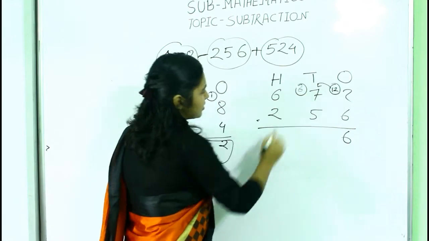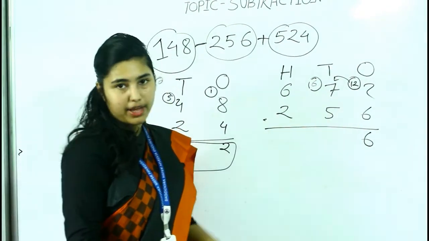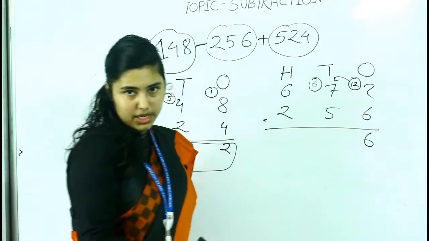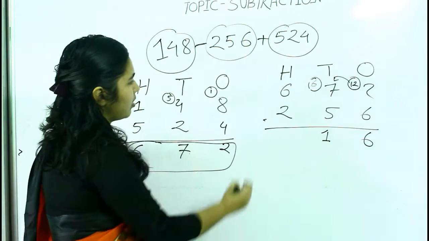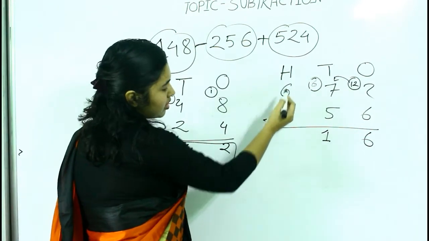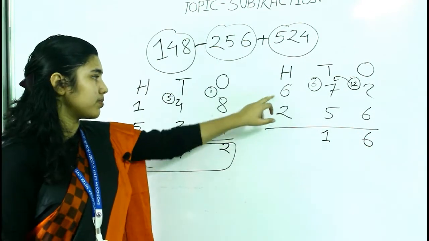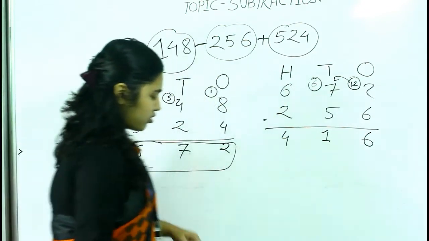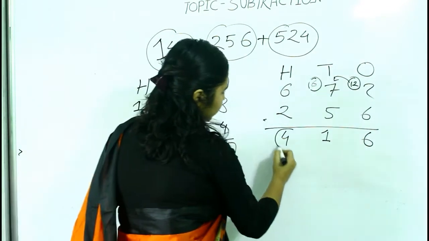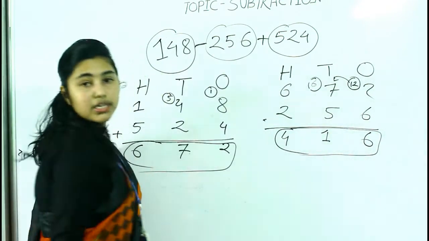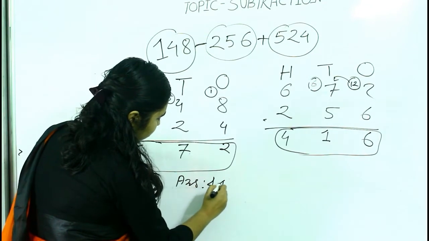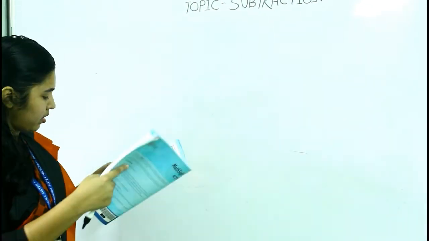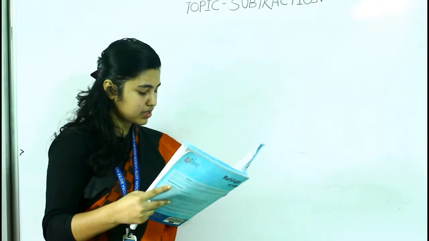So we will get 6. Now 6 is more than 5, so we can subtract 5 from 6, right? So subtract 5 from 6. We will get 1. Now 6 is more than 2, so just subtract 2 from 6. We will get 4. So our answer is 416.